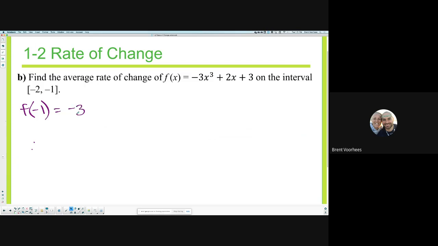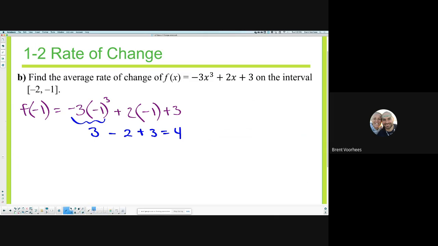I would take negative 3, parentheses, negative 1, cube it. Plus 2, parentheses, negative 1. Perfect. Plus 3. Okay. So negative 1 times negative 1 times negative 1 is negative 1. And then you multiply that times negative 3. Okay, we get positive 3 there. Positive 2 times negative 1 is minus 2. Plus 3 more. So 3 minus 2 is 1. Add 3, 4. So f of negative 1 is 4.